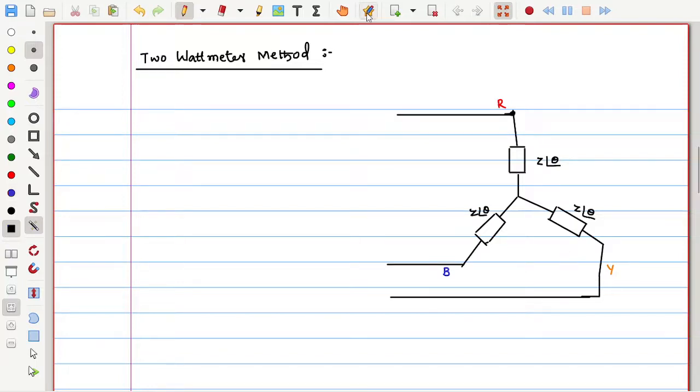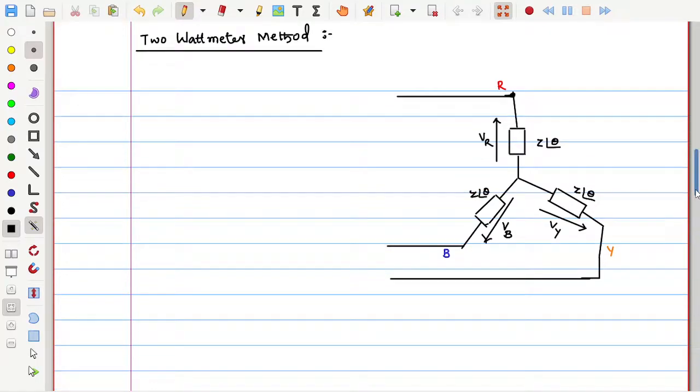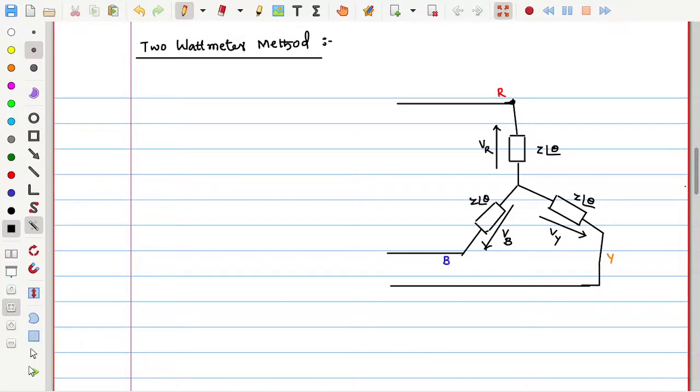provided we know some things. For example, VR, VY, VB are the phase voltages. Now, what is the 2 wattmeter method? Straight away, let me draw the diagram, then I will tell you why we choose it in such a way.